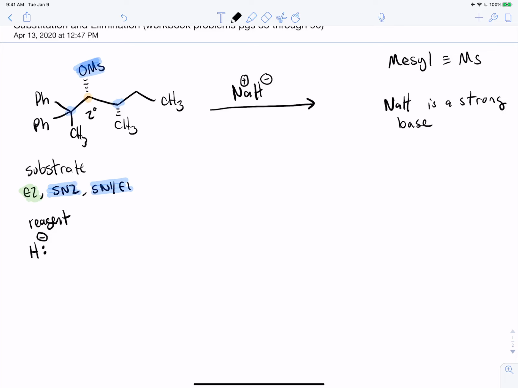Predicting the product of this is actually a little more complicated than some of the ones we went over, because remember, E2 has this stereochemical requirement where it has to be anti-periplanar. That means there's a hydrogen jutting out here that we're going to be interested in.